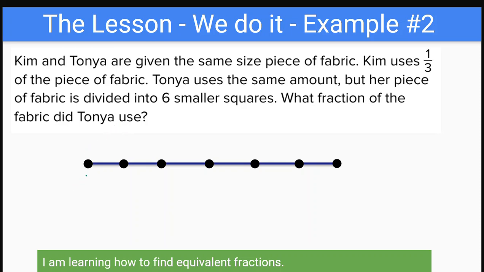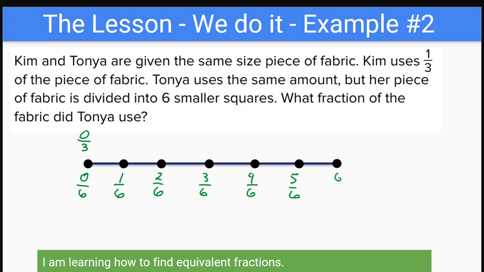Well, this right here is 0/6. It's also 0/3 if we want to do it like that. This right here is 1/6. This is 2/6. This is 3/6. That's a half, right? 3 is half of 6. This is 4/6. This is 5/6.